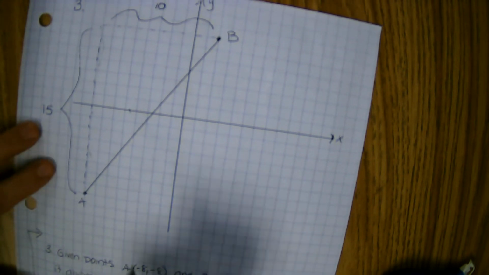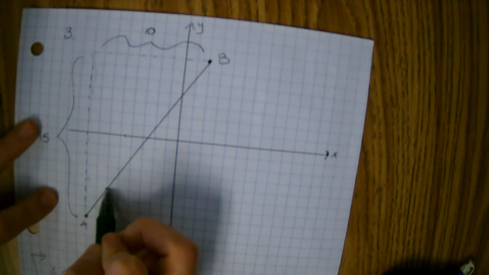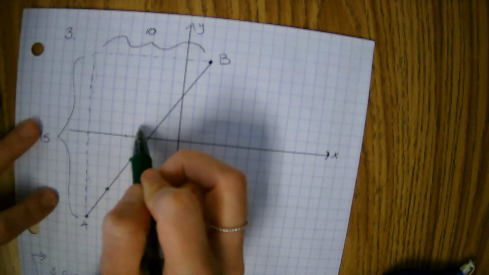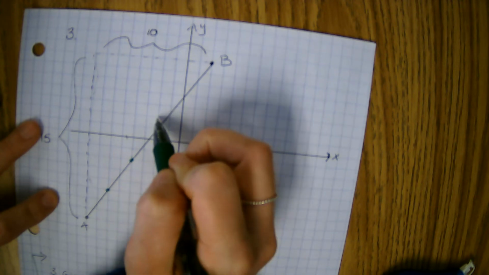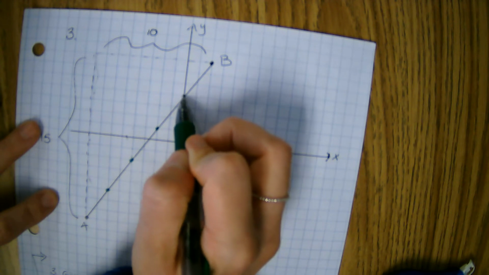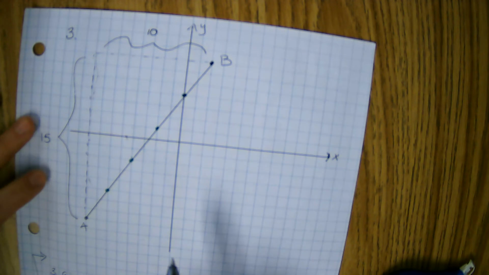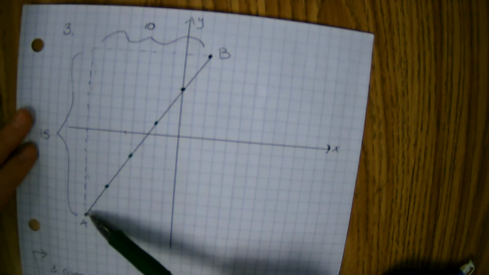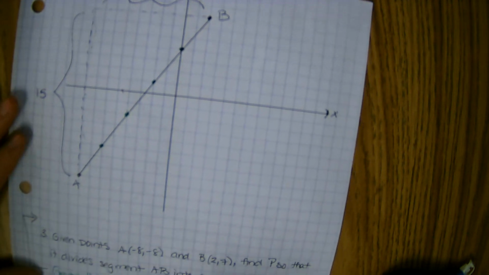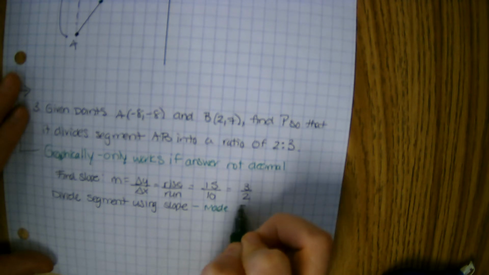So we're going to go up 3 over 2 for each one. So 1, 2, 3 over 2. Up 3 over 2. Up 3 over 2. Up 3 over 2. And up 3 over 2. So we've now taken this segment and made it into 1, 2, 3, 4, 5 equal parts. So we divided the segment using slope. And we made 5 equal parts by doing that.